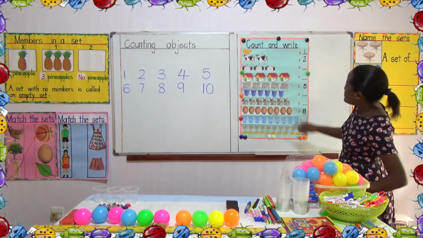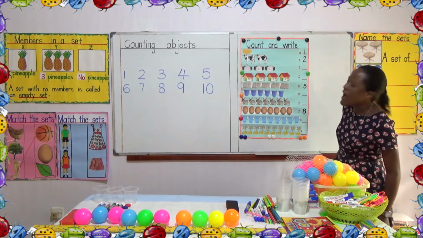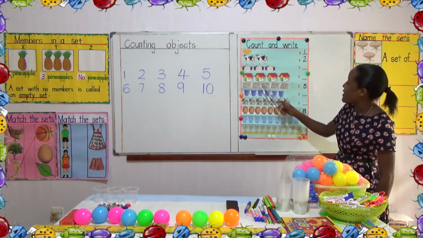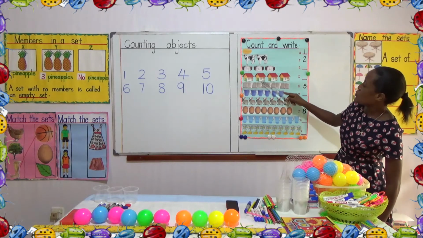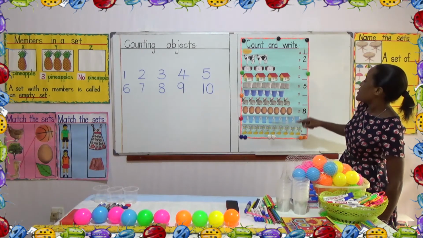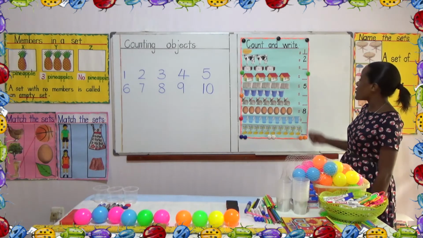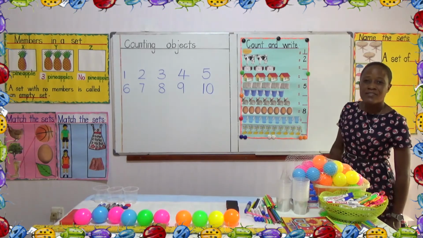Okay? The next ones are houses. Can we count them? Let's count together. 1, 2, 3, 4. Those are 4 houses. So you write number 4 just there.